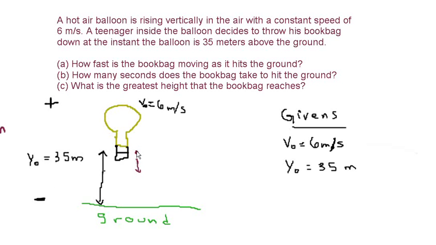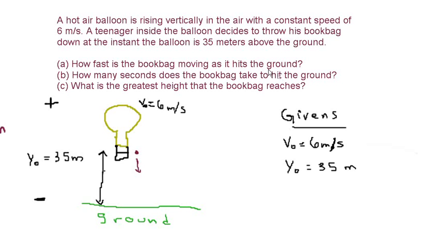So this is the air balloon. Okay, and the air balloon is 35 meters above the ground. So the initial distance is 35 meters. And we know that the balloon is going up at 6 meters per second, which is what it says here. 6 meters per second is the velocity of the balloon. And this is the book bag that the teenager is throwing down the balloon, and it's going to hit the ground. So we have to figure out a couple of things here.